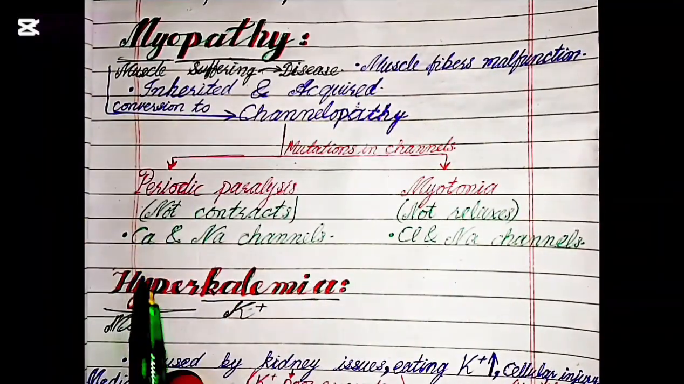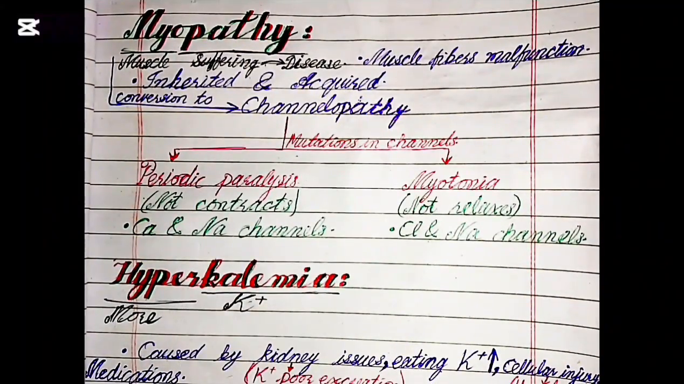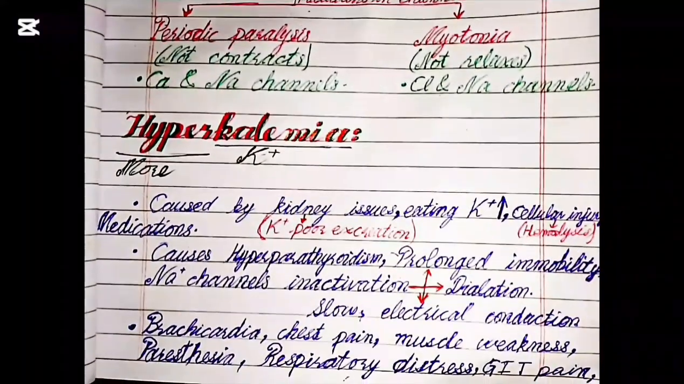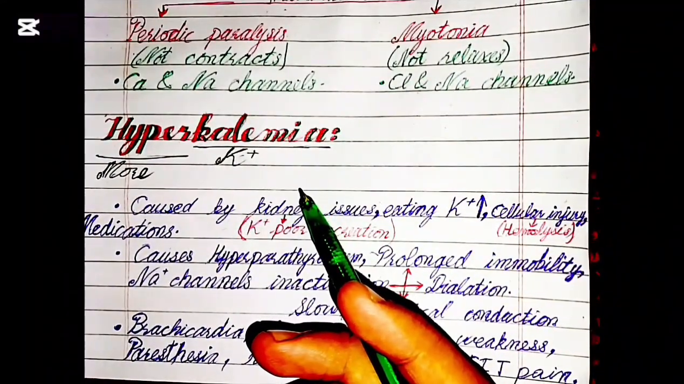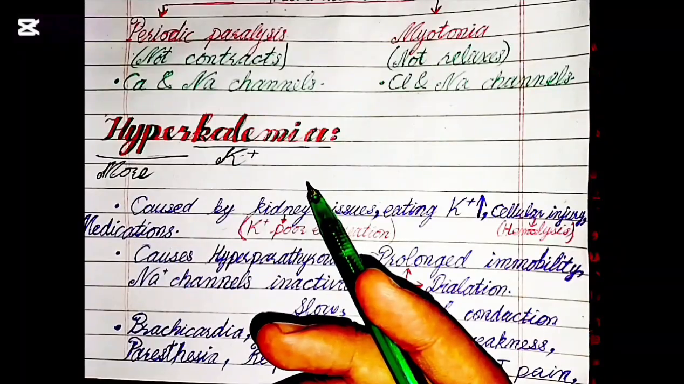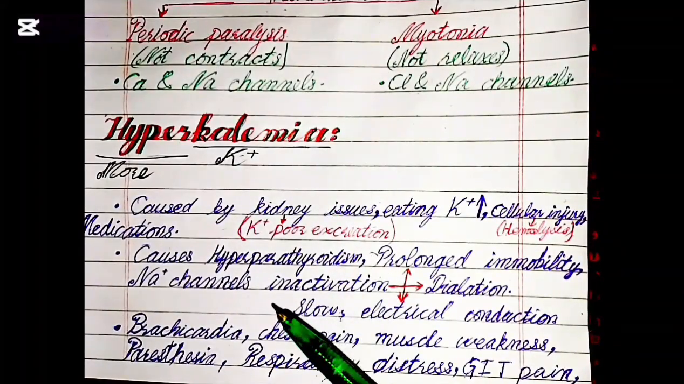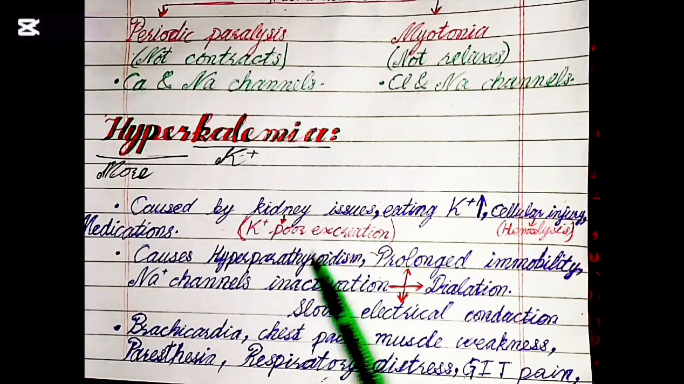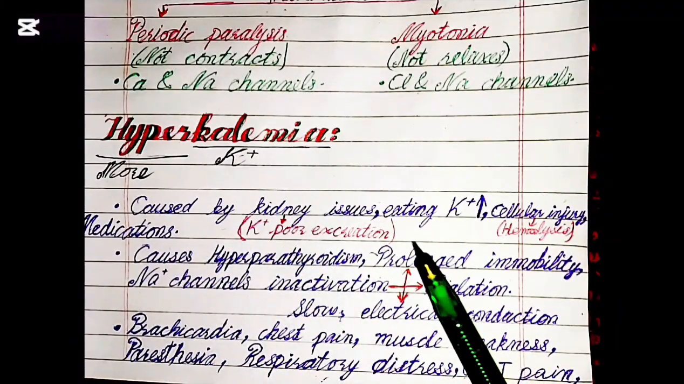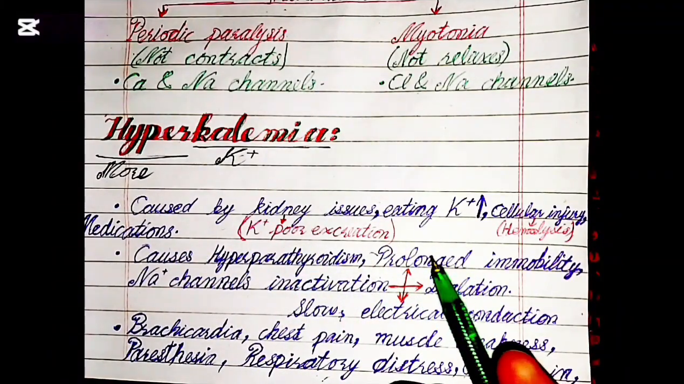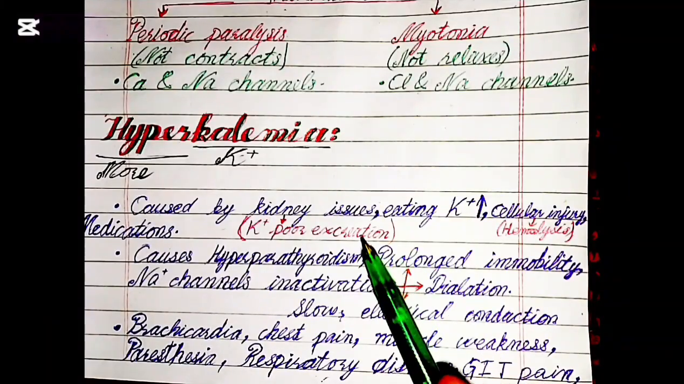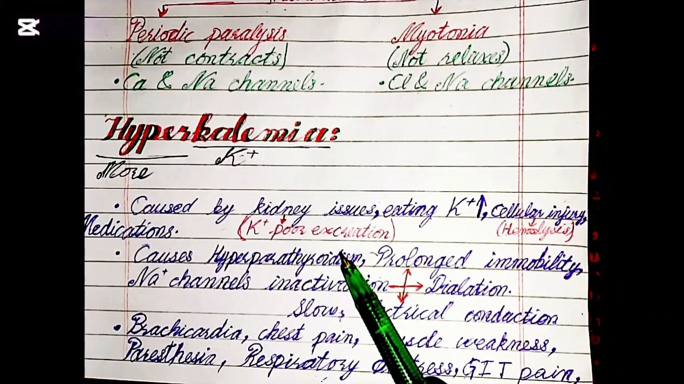Now, another is hyperkalemia. Hyper means more and kalemia means potassium. Don't be confused between hyperkalemia and hypercalcemia. Calcemia is related to calcium and kalemia is related to potassium. It is mainly caused by kidney issues or eating more potassium in the diet. Kidney issues, for example, the kidney is not filtering properly or potassium is not excreted properly from the body. So it gets stored in the blood and causes hyperkalemia.